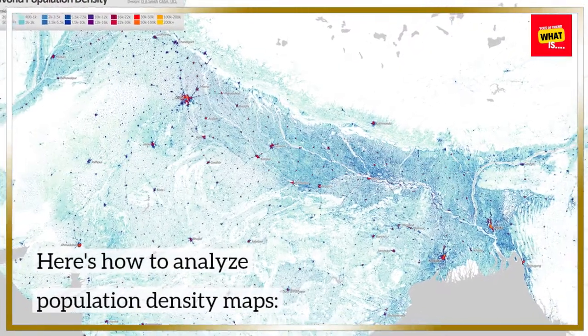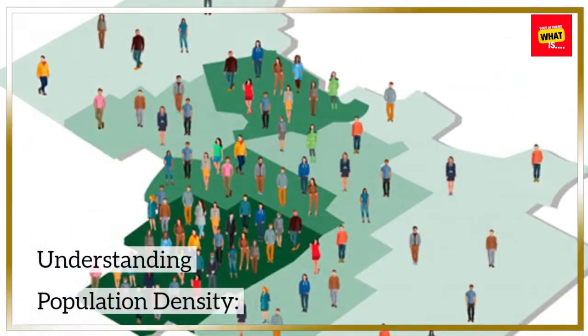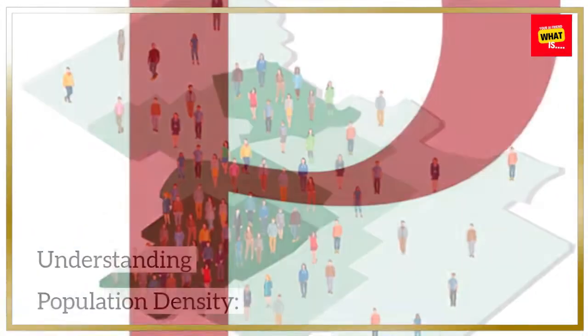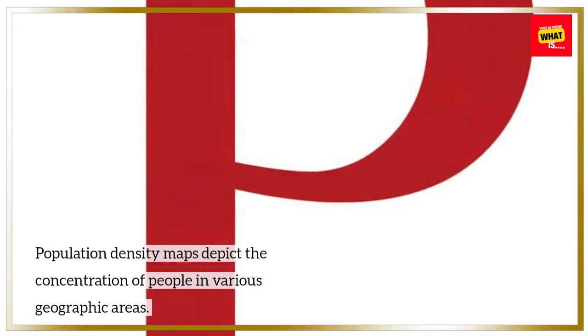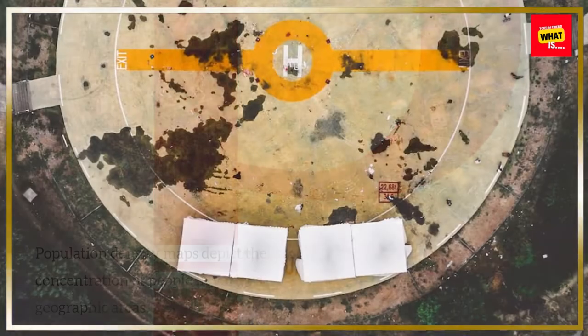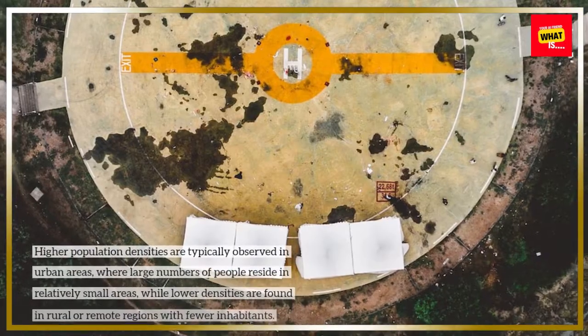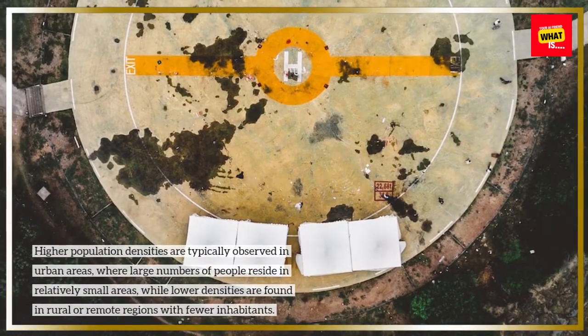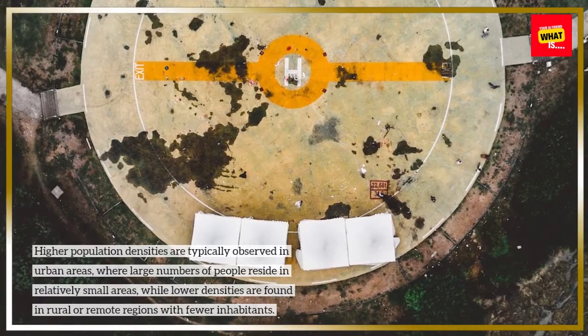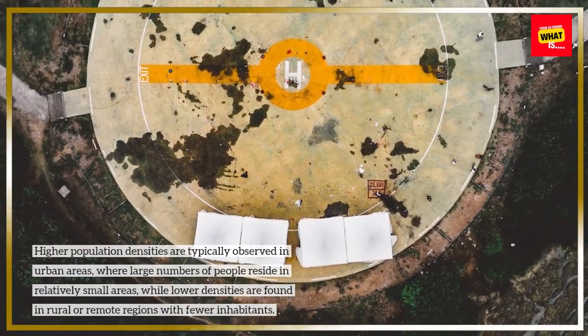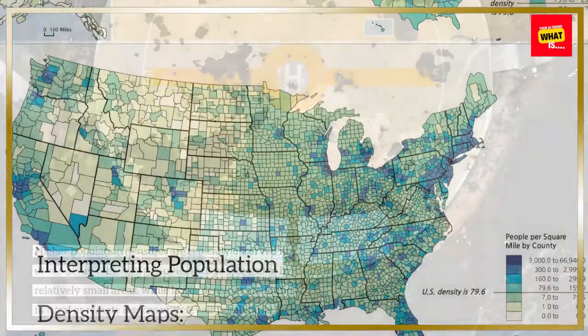Here's how to analyze population density maps. Understanding population density. Population density maps depict the concentration of people in various geographic areas. Higher population densities are typically observed in urban areas, where large numbers of people reside in relatively small areas, while lower densities are found in rural or remote regions with fewer inhabitants.